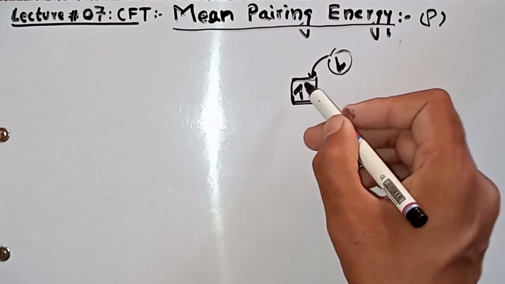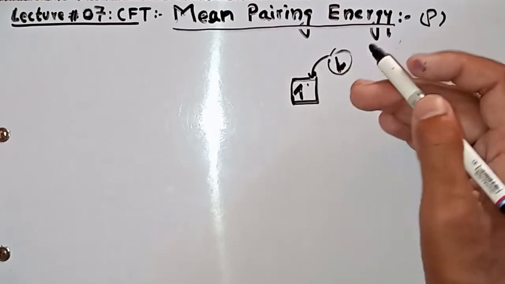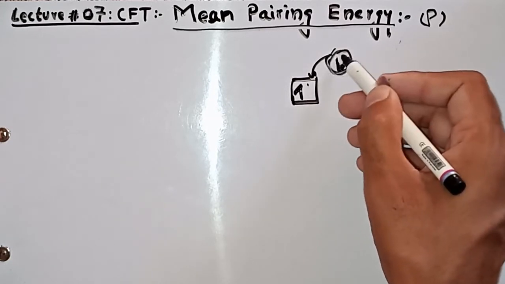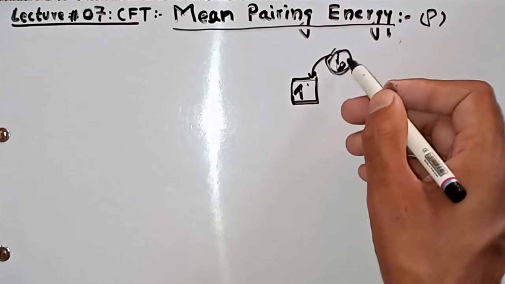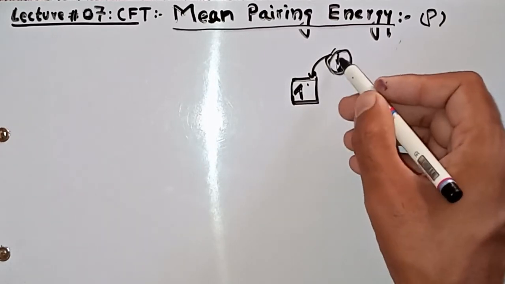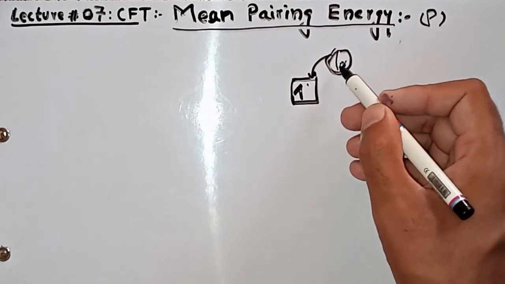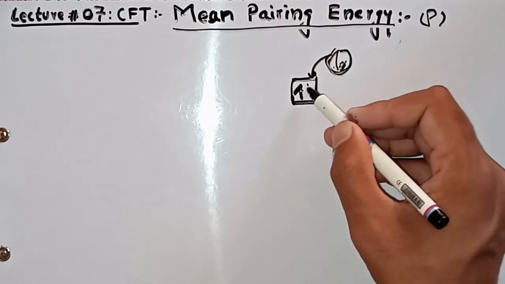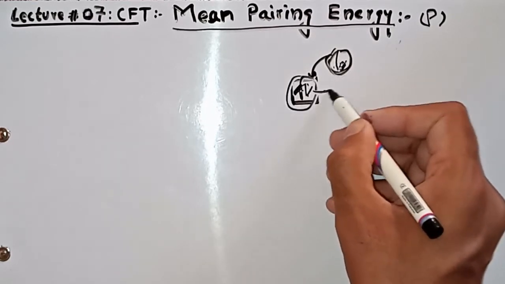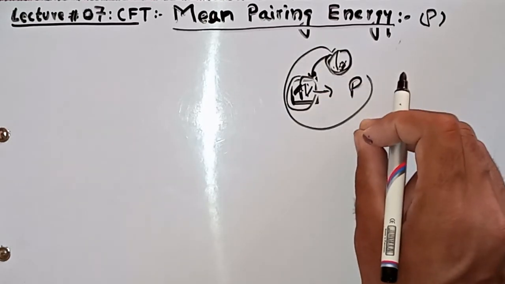This electron will show repulsion to that electron, so this electron needs to get some energy. After that, it can pair in the orbital. So the energy required to pair two electrons against electron repulsion in the same orbital is called mean pairing energy. What is mean pairing energy?